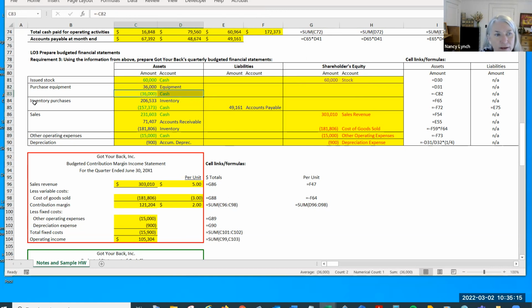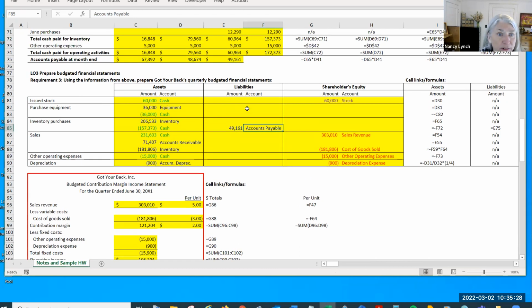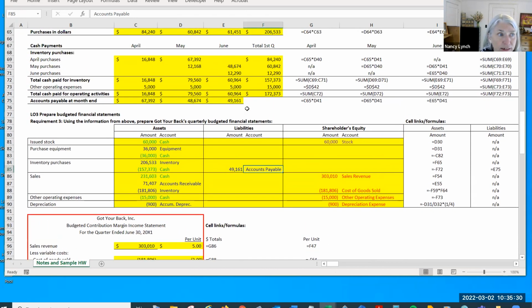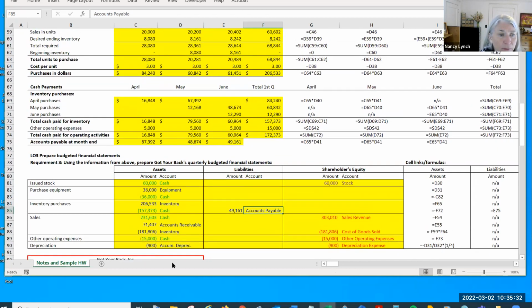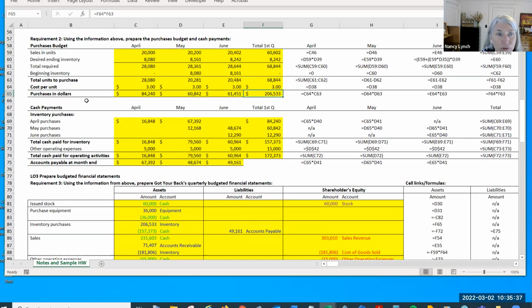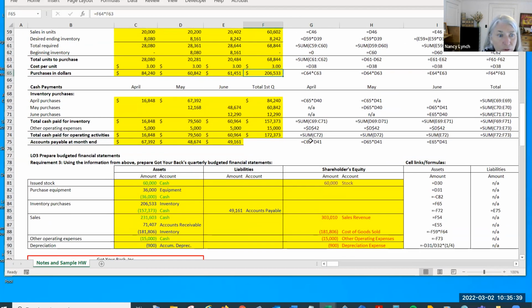And then what we have is our purchases. Now, notice we didn't pay for all our purchases. How do we know how much our purchases are and how much we've paid versus how much we still owe? Well, we did that in a previous budget. Here we go. You can see this is the total purchases of inventory based on our sales for the quarter. So this is how much we had to purchase.